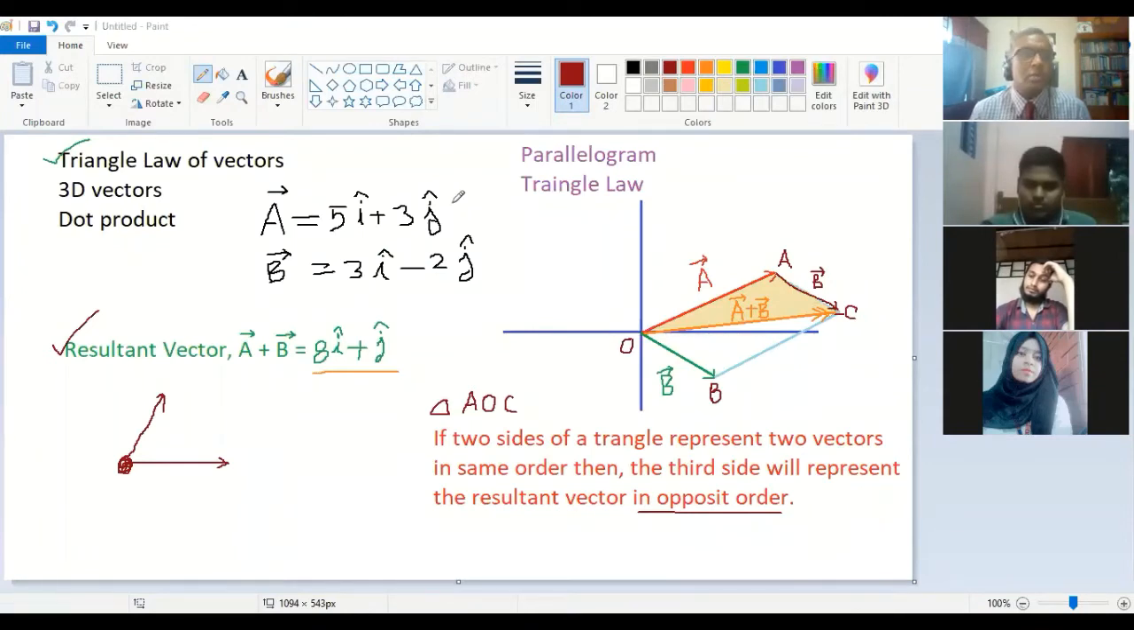So let us not discuss the parallelogram law. So this is the thing, and this is the resultant vector. Is it okay? Do you understand my point?